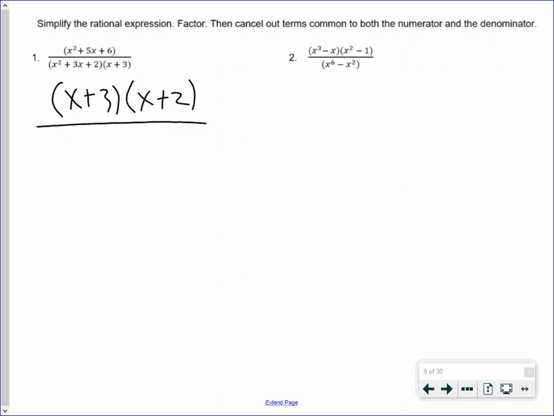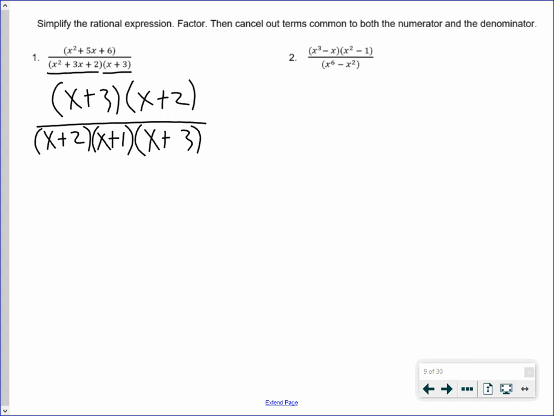And for the bottom, we have x squared plus 3x plus 2. That's going to factor out into x plus 2 times x plus 1. 2 times 1 is 2, and 2 plus 1 is 3. And we still have this x plus 3 over here, so we need to bring it down. So our new factored expression will be written over here. And we're told we need to simplify it.